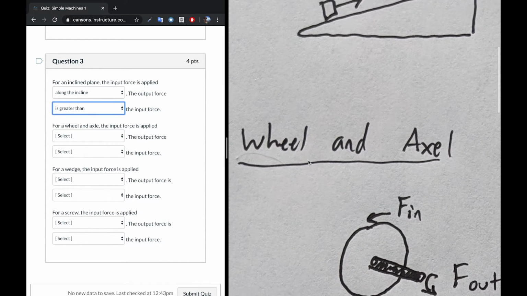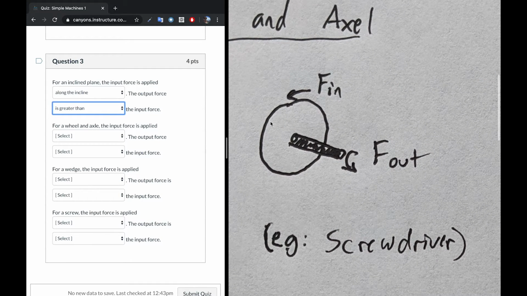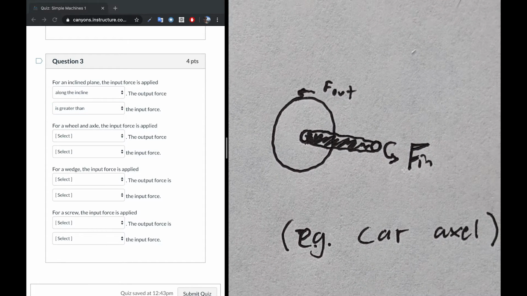Okay, next up is the wheel and axle. So I have two situations to look at here. Here we have where the wheel is where you're applying an input force and the axle is your output force. This is something like a screwdriver where you have the larger handle and the smaller shaft. And then over here is the opposite, where you're applying an input force on the axle and the output force is on the wheel. This is what your car axle does. Your engine applies a big force to your axle, and that turns into a smaller force, but over a greater distance, which is what you want when you're driving a car, is to get distance over time, which is speed, right?